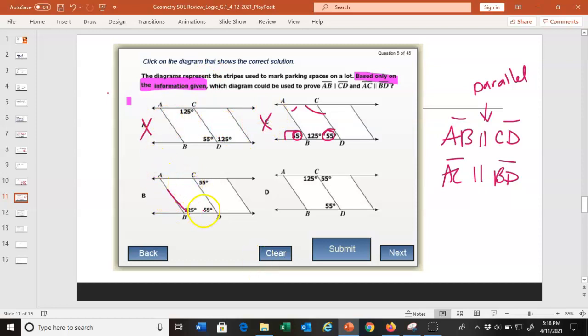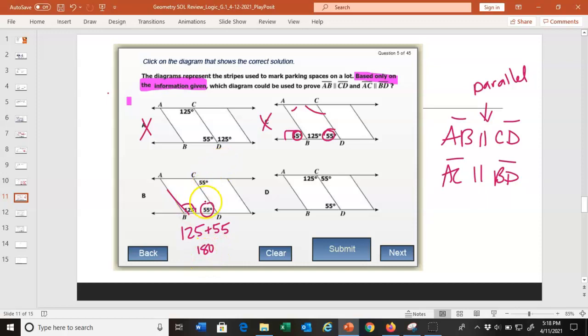Let's go to B. AB and CD. We do have some angle measures. And do they make sense? These are consecutive or same side, and let's see if they add up to 180. Remember, that was the one pair that adds up to 180? It does. So that's awesome. Those add up to 180.